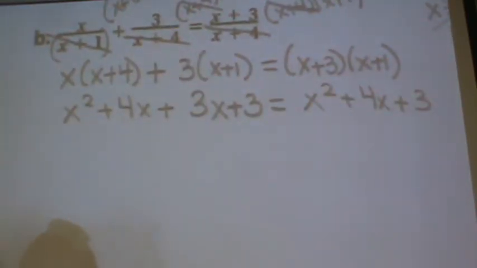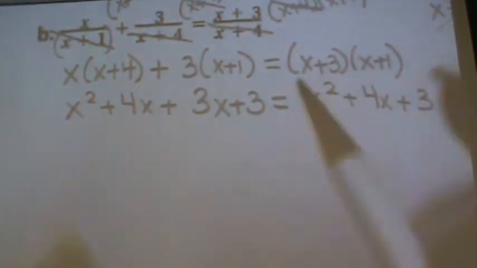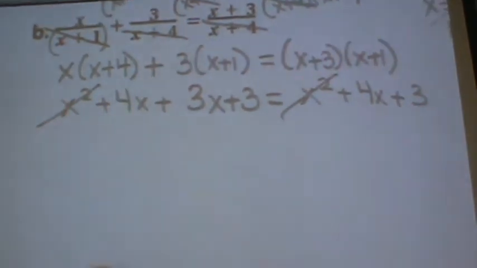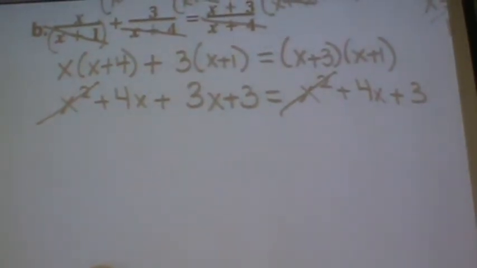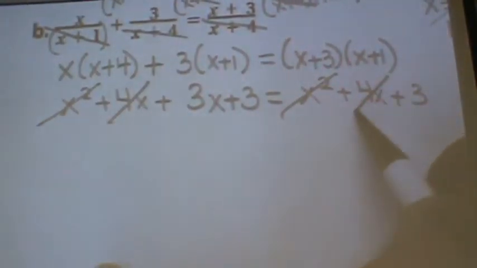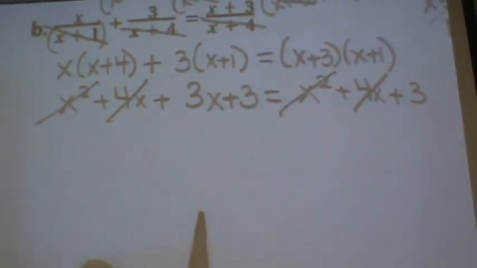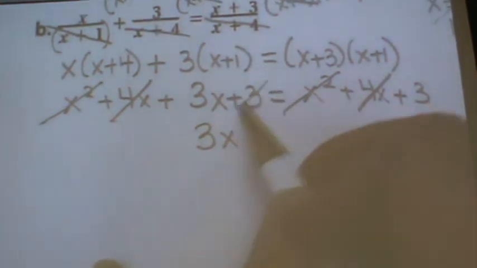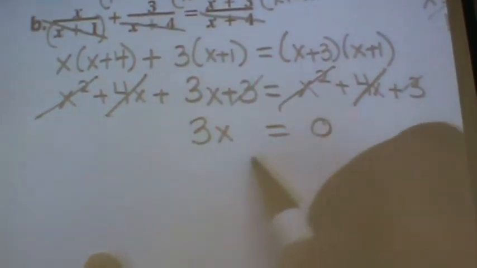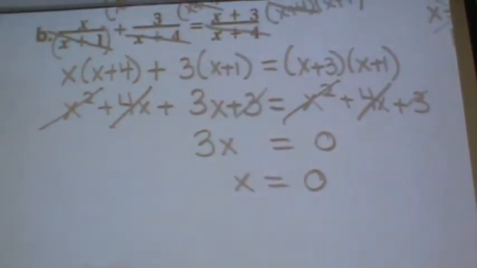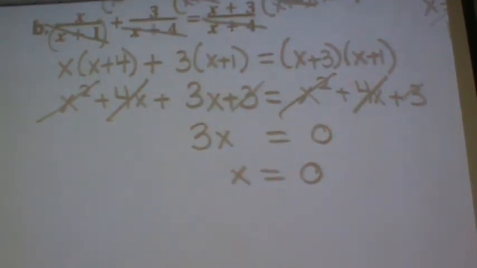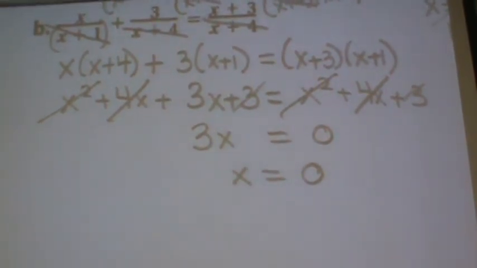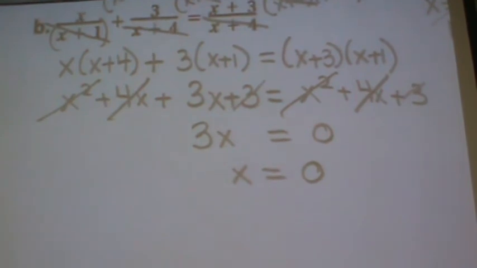Okay, what can we cross out? The x squared. What else? The 4x. So you're doing 3x. We're gonna subtract, these 3's cancel, so you really have 3x equals 0. What's x? That's it. Yeah, here's your notes. Wait, really? That was it.